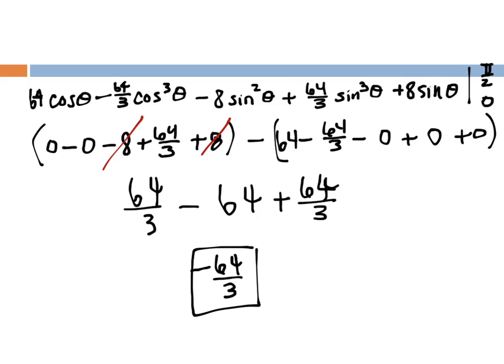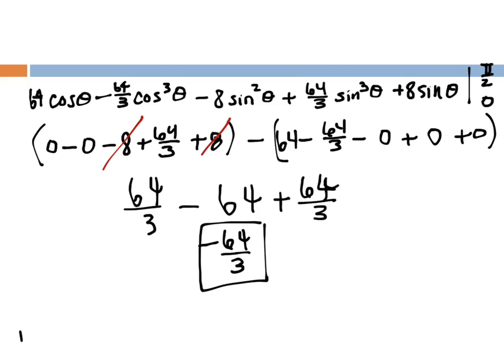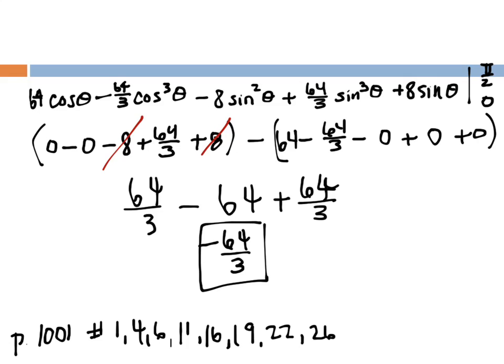Okay, homework for this section. On page, oh, did I write it down already last time? I did, you're right. I put it on the board. Okay, very good. Of course I can, Tally. All right, this is page 1001. Numbers 1, 4, 6, 11, 16, 19, 22, 26, 30, 33, and 36.